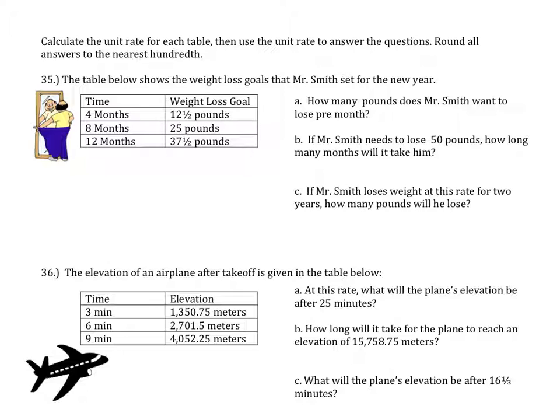Okay, on this page, this is page 6, I think. Calculate the unit rate for each table, then use the unit rate to answer the questions below. We're going to round all answers to the nearest hundredth. The table below shows the weight loss goals that Mr. Smith set for the new year. Time is going to be our X value and weight loss is going to be our Y. The weight loss depends on the amount of time that it takes.